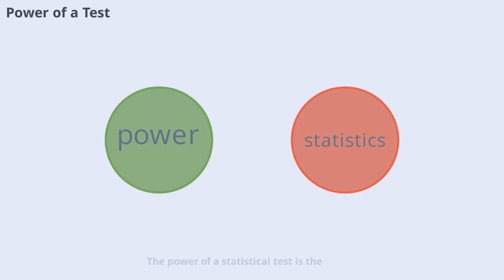The power of a statistical test is the probability that it correctly rejects a false null hypothesis. High power means we're more likely to detect a real effect when it exists. Factors affecting power include sample size, effect size, and significance level. Researchers aim for high power to ensure their studies are effective.